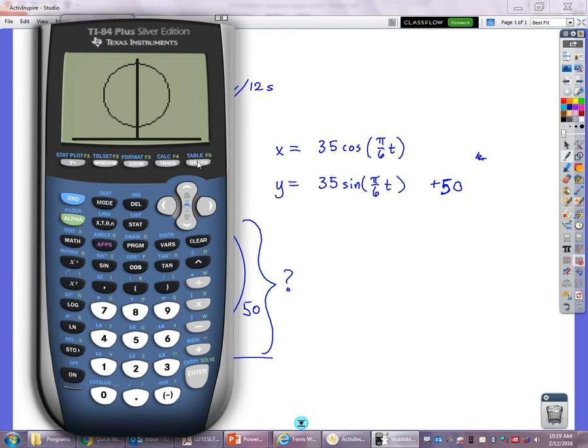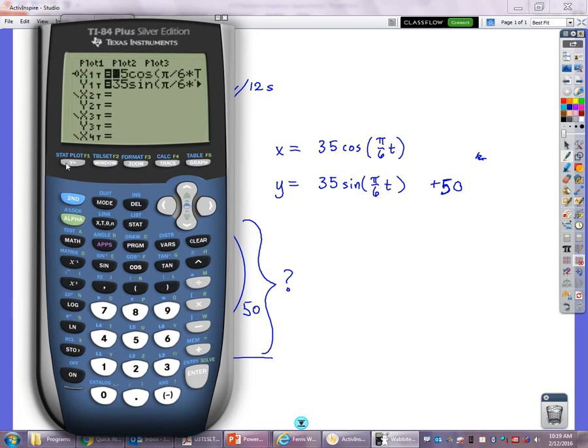You can make it go around a second time by doing 0 to 24 seconds. I don't know, that's kind of fun, right? You want to make it go around faster? Let's make it go around faster. What if the period was 6 seconds? Can we make that happen? There we go. Zoom that thing around.